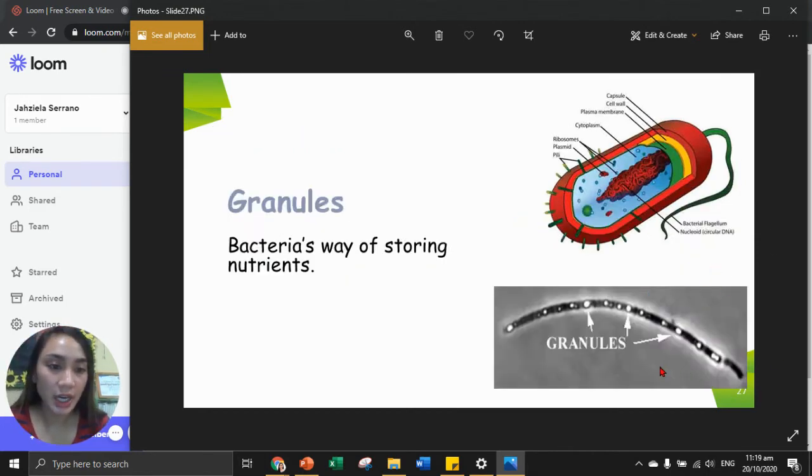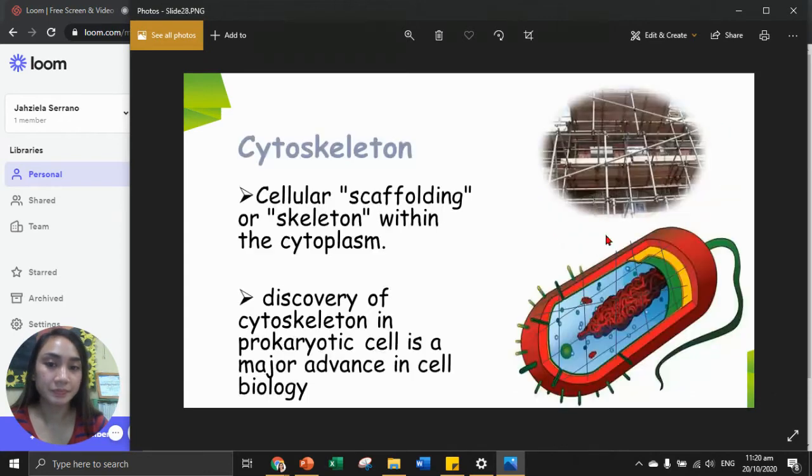And this one, granules, if we look at this picture down here, so this is under the microscope, makikita nyo yung mga small bubble-like structures or the granules. It's the bacteria's way of storing nutrients. So again, remember this. It might be part of the exam.